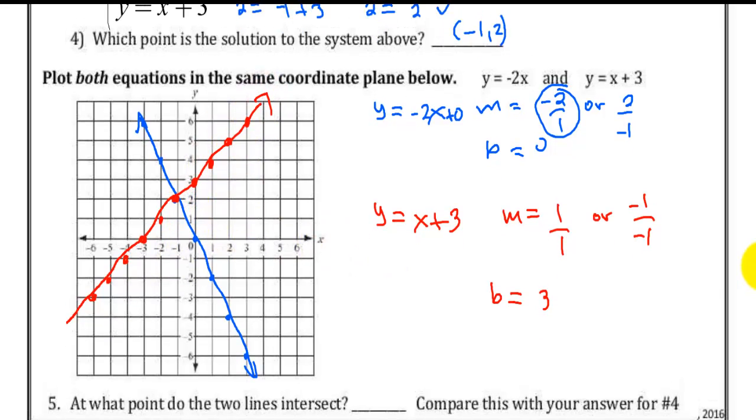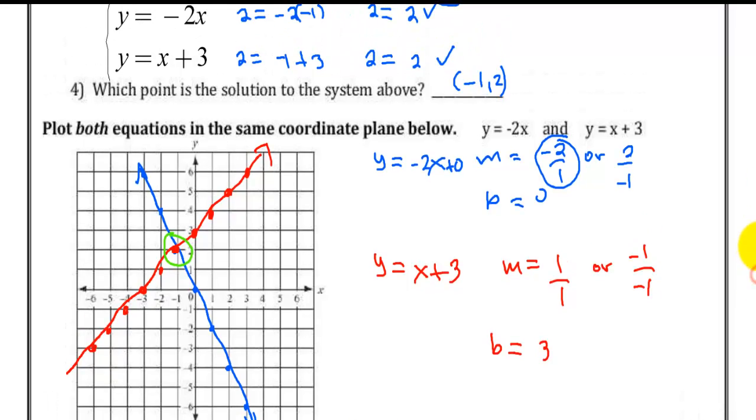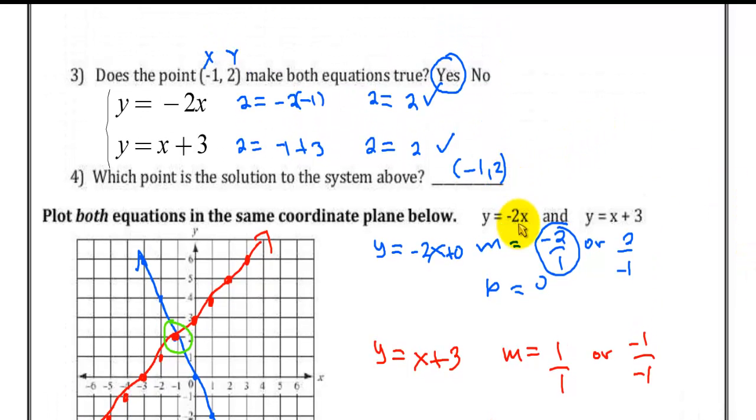Now, at what point do the two lines intersect? So the point of intersection is actually this, which is (-1, 2). Compare this with our answer for number 4. Note that when we plug in (-1, 2) to this system of equations, we were able to show that both equations will give us a true statement.